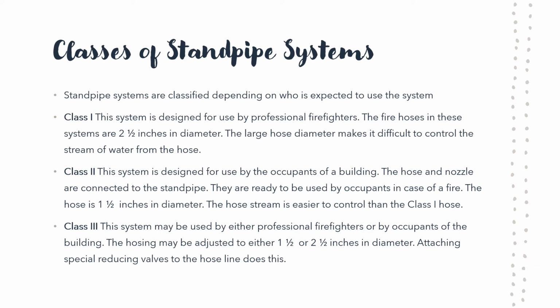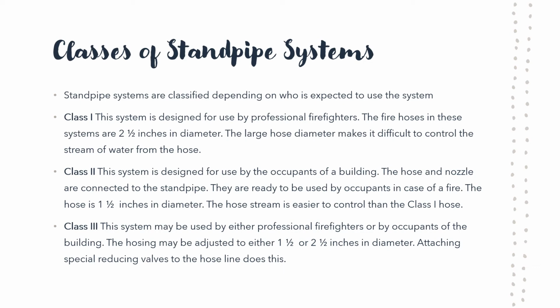Class 2 system is designed for use by the occupants of a building. The hose and nozzle are connected to the standpipe. They are ready to be used by occupants in case of fire. The hose is 1.5 inch in diameter. The hose stream is easier to control than the Class 1 hose.